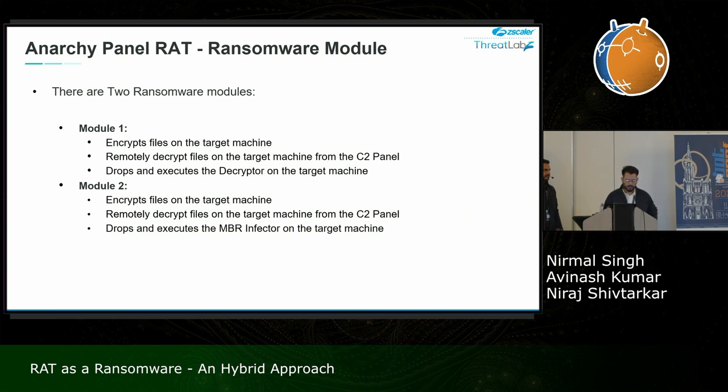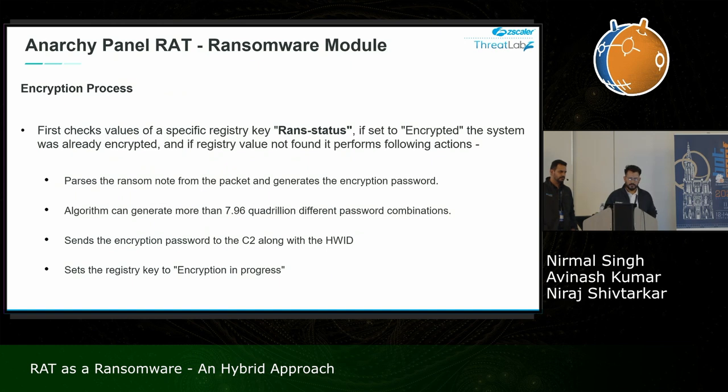So both the modules will do that, and then it will decrypt the file remotely from the C2 panel. The only difference is, in module one, it will drop and execute a decryptor on the target machine, while in module two, it will drop and execute the MBR infector on the target machine. We will discuss the MBR infector further in later slides, but let's start with the encryption process.